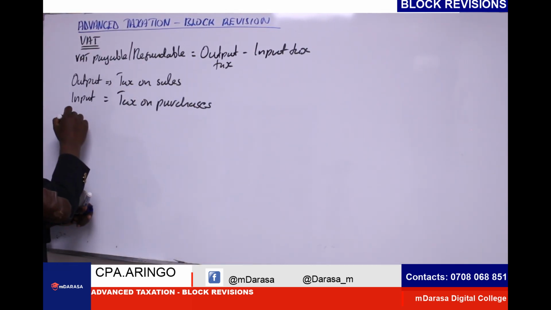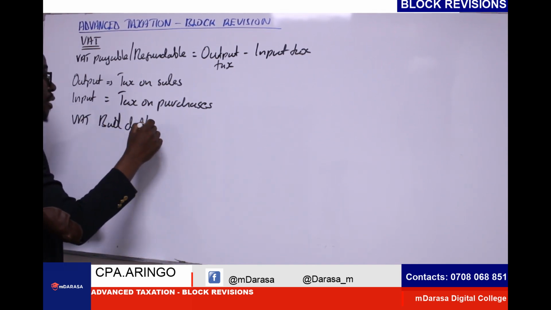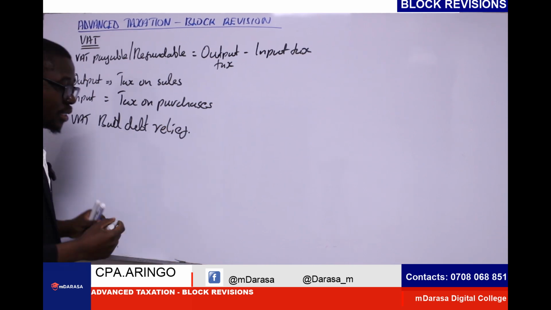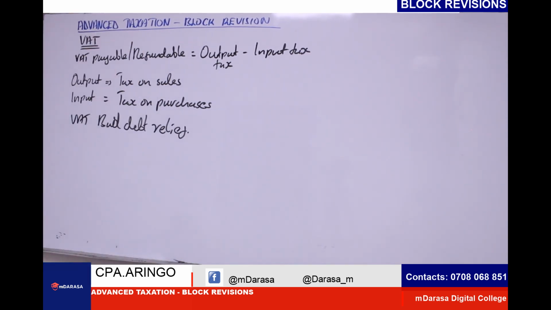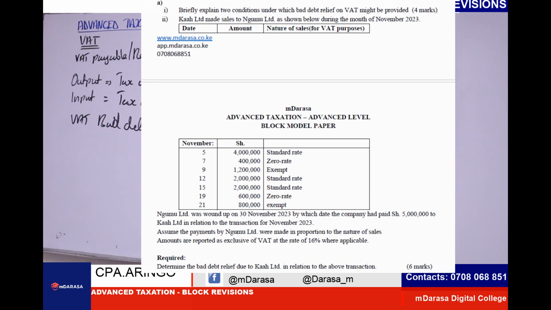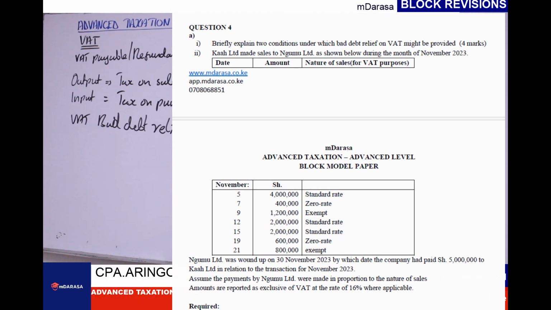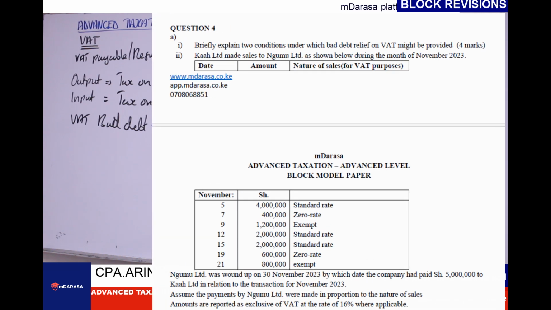Now, in this case, what if we are required to determine the VAT bad debt relief? How will we go about it? So this is a concept in our model paper, which I want us to handle. And specifically, this is a question I'm sharing with us. Remember, you can get this question just below this video. So this is what you're told. I believe the question is very visible.